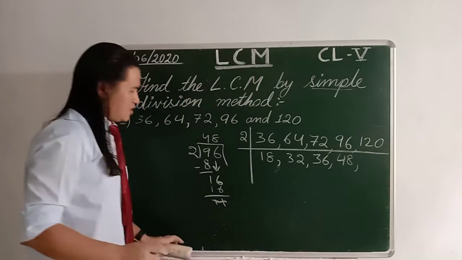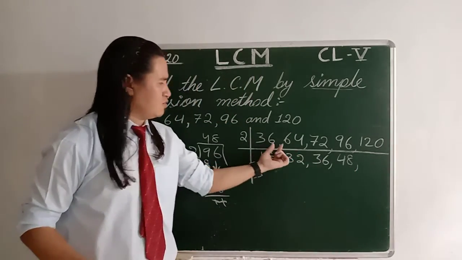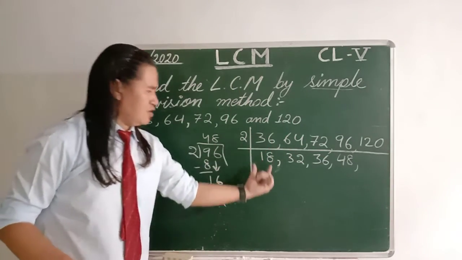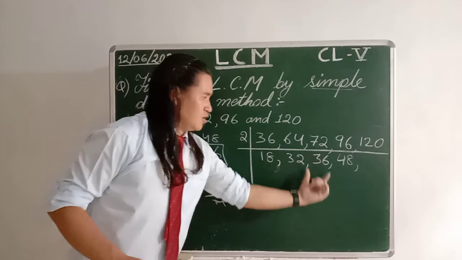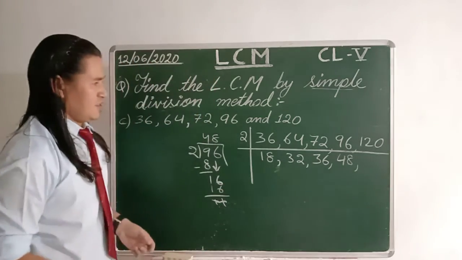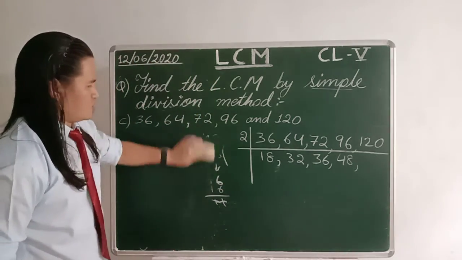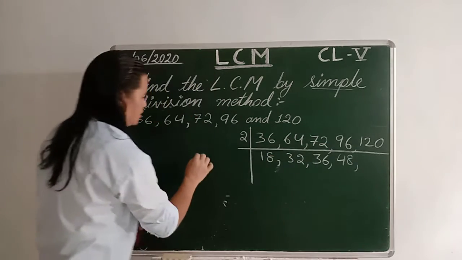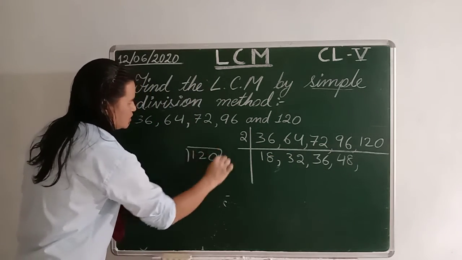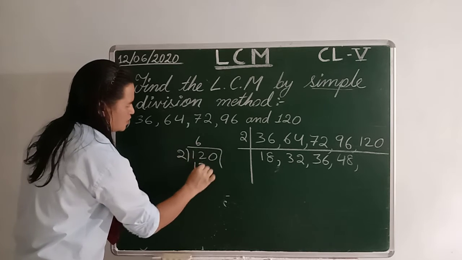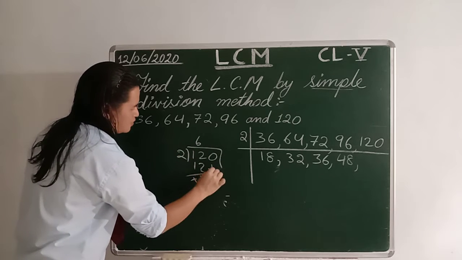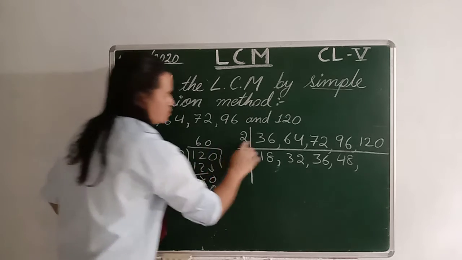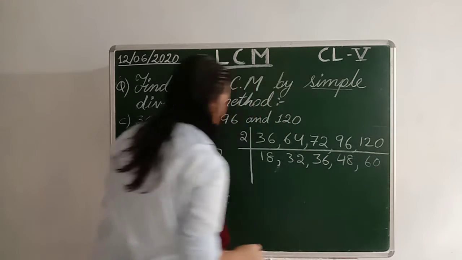Now let me remind you, when you write, don't forget to put commas, and always try to write the numbers in a proper column, so that it will be easy for you to write, as well as easy for me to correct. Okay, now 120, 120 by 2, 2 6s are 12, 2 0s are 0. So 2 60s, 2 60s are 120.